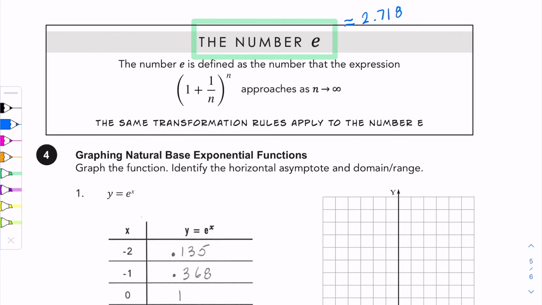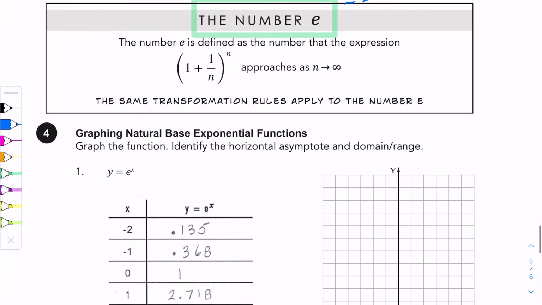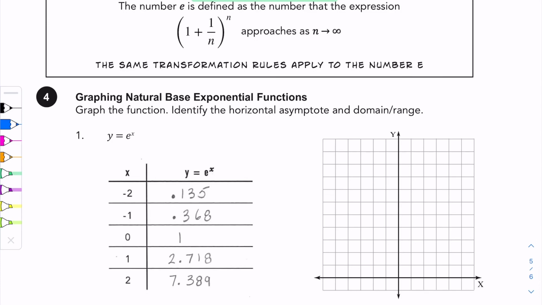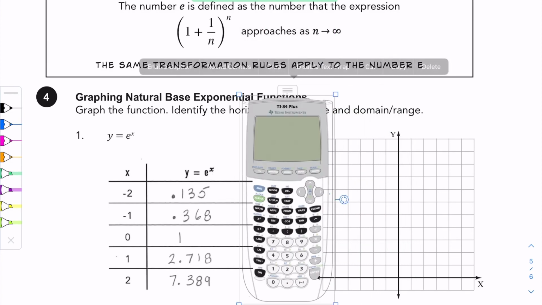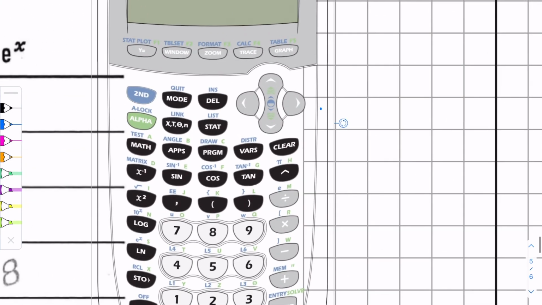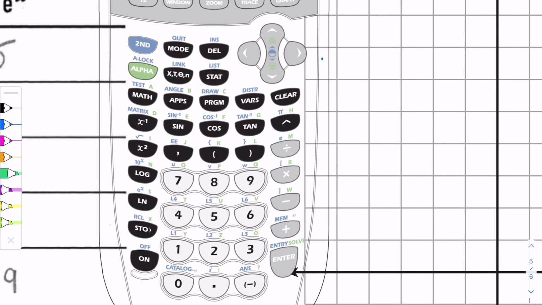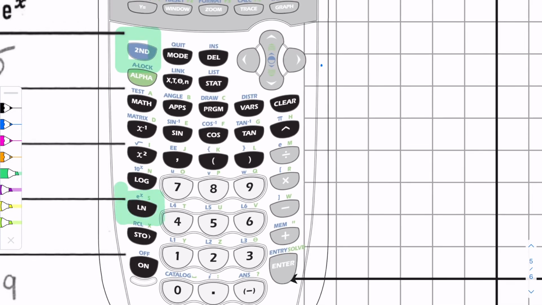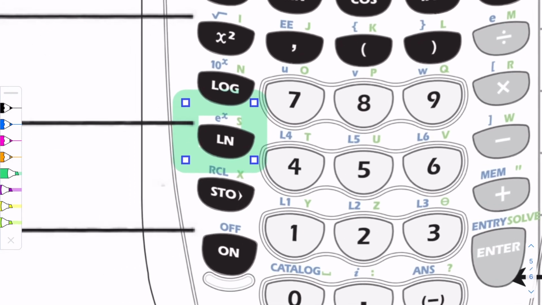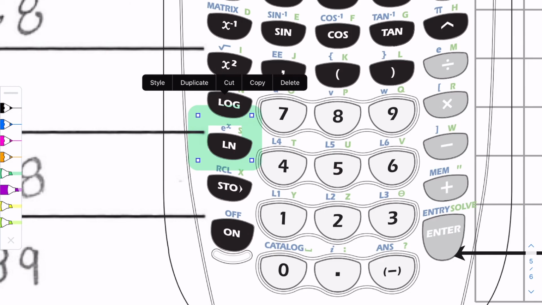It's defined as the number that the expression 1 plus 1 over n to the power of n approaches. But either way, you don't have to memorize any of that. What you do have to know is where it is in your calculator. So if you have a scientific calculator or a graphing calculator, such as this TI-84 Plus, e is when you push the second key and then this LN key, which is next to 4, and you see that it drops in this little value of e raised to the power of x, which you can insert your exponent for.